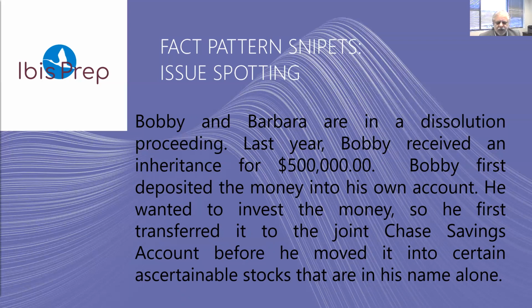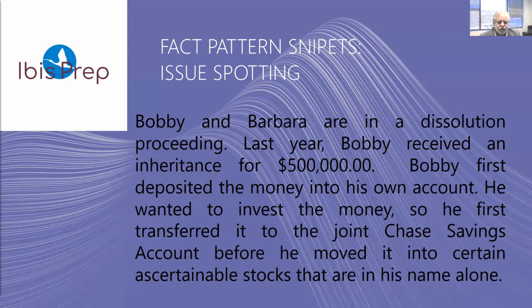Now he wants to invest the money. So he transfers it to a joint Chase savings account. And then he moves it into certain ascertainable stocks that are in his name alone. So what happens? The money that was placed into the joint account, into the savings account, that $500,000 is now marital. It's like water. When you pour two cups together, you cannot figure out which atoms of water came from which cup.